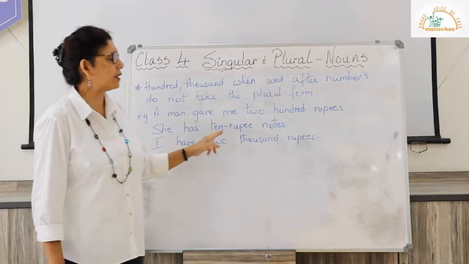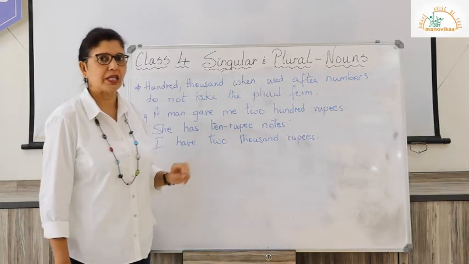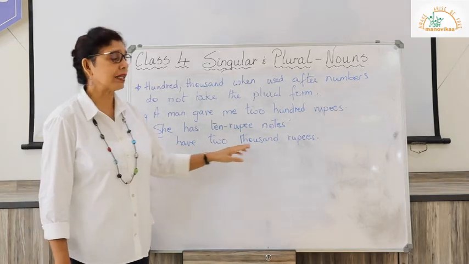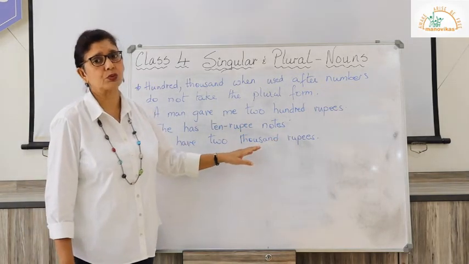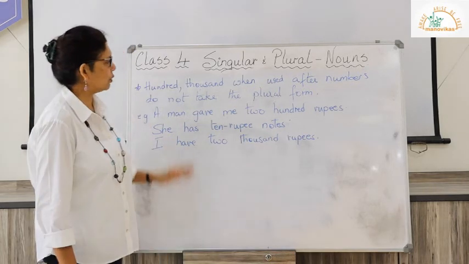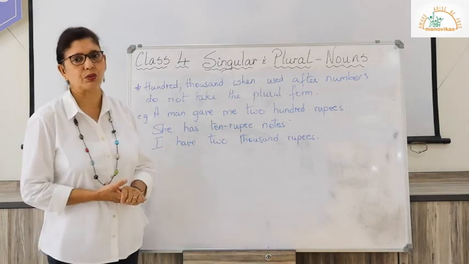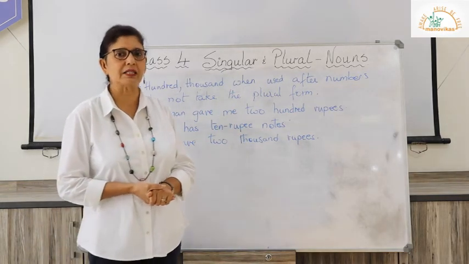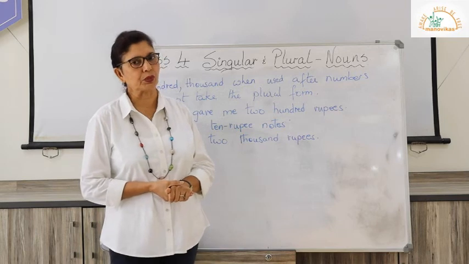She has ten rupee notes. I have two thousand rupees. You don't say two thousands rupees, you say I have two thousand rupees. So this is the last rule that we are going to do for today, and with this we come to the end of this chapter, singular and plural nouns.